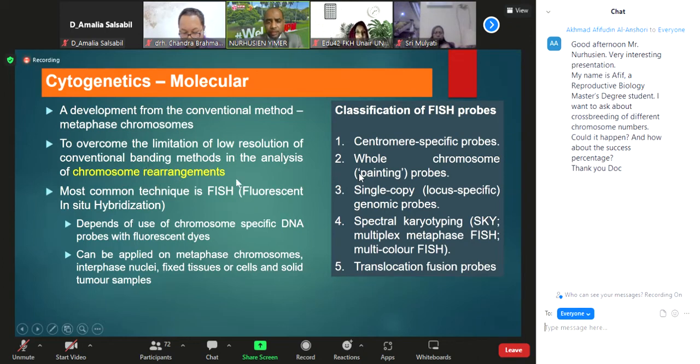So in molecular techniques, we have FISH, the fluorescent in situ hybridization. And as I mentioned, you have to utilize chromosome-specific DNA probes for the chromosome number that you are interested in, so that it fluoresces and you can examine it by fluorescent microscope to detect whether the problem is there or not. These are the classifications of the FISH probes commercially available. You can get the centromere-specific probe, targeting the centromere part. You can also get whole chromosome painting probes, covering the entire chromosome length. And there are single copy, that is locus-specific, spectral karyotype, and also translocation and fusion probes.